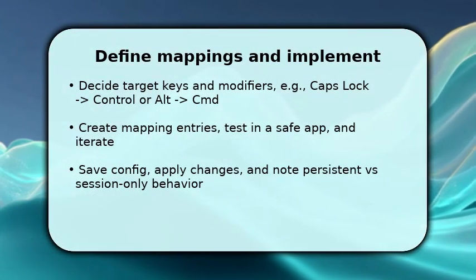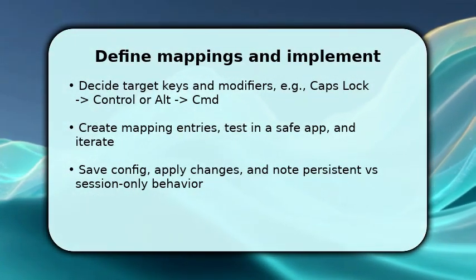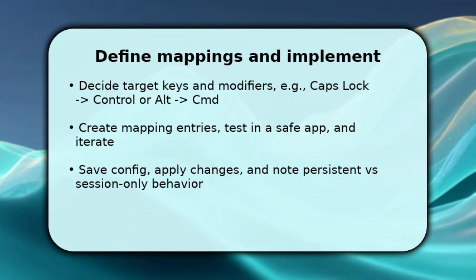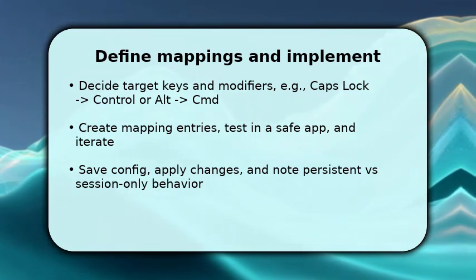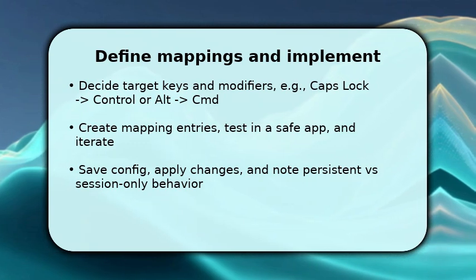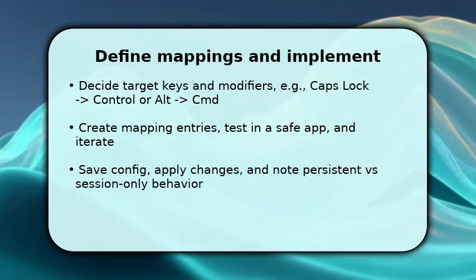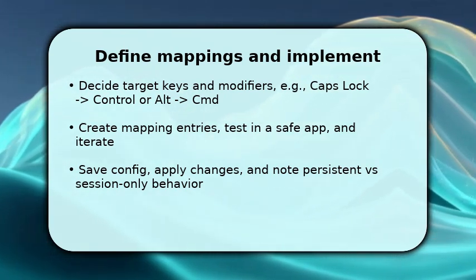You now define precise mappings. Pick source and destination keys, including modifiers and combos, because ambiguous choices cause conflicts. Then create entries in your tool, GUI fields, or a JSON/plist file and apply them.